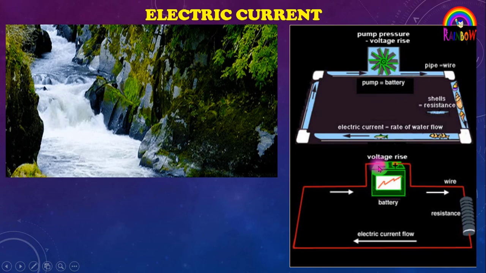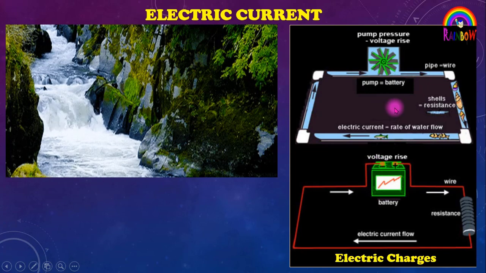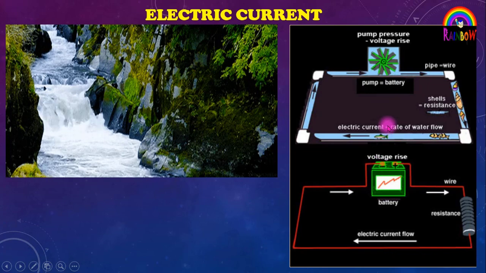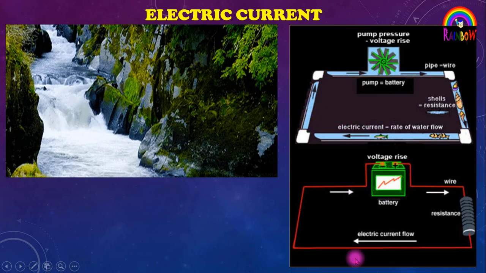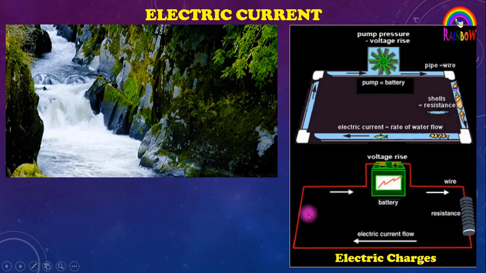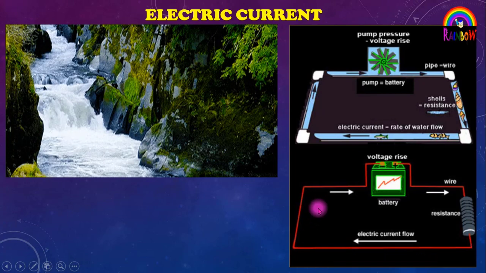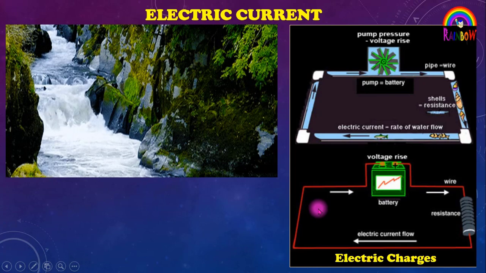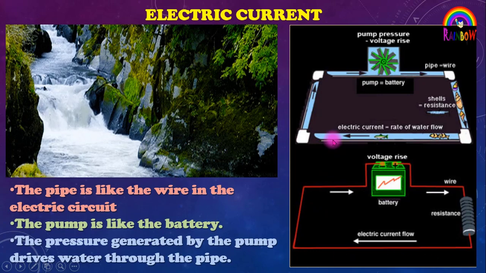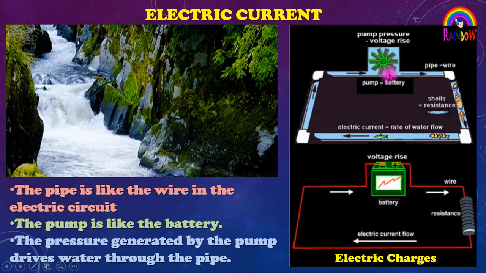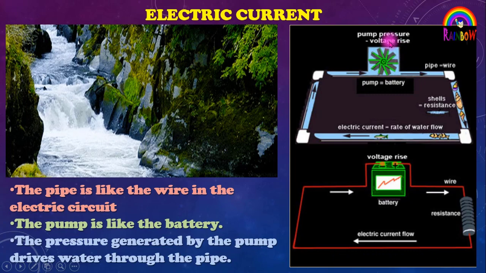Look at these two pictures. In the above picture, you can see a pump and a flow of water inside the pipe. And in the second picture, you can see wire, which is a conductor, and a battery. The flow of electric charges in a conductor is similar to the flow of water in a pipe. Here, water pump exerts pressure on the water to move inside the pipe. In the same way, the battery exerts pressure and makes the charges move in an electric circuit.